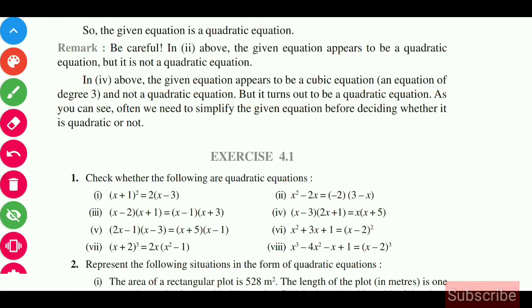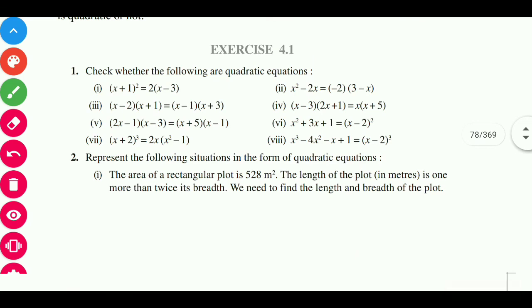So ultimately we can conclude, after discussing the whole theory of exercise 4.1, that by looking at the given equation, we can't judge what kind of equation it is. We should resolve and simplify the equation, and then conclude what degree or type it is. Now try out this exercise 4.1 by yourself.